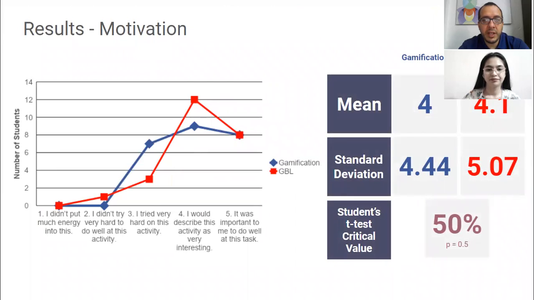Results regarding motivation. Gamification's mean is 4, while GBL is 4.1. GBL standard deviation is bigger than gamification, which means that they did not impact in the same way. And the students' t-test critical value of 50% shows that differences were not significant.